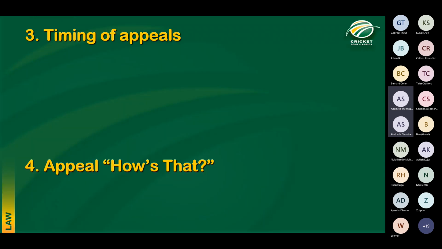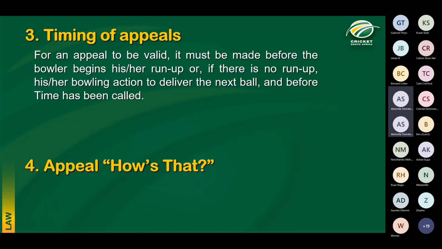Appeals. When it comes to the timing of an appeal, usually 9 out of 10 times when there's an appeal, it is a split second after the incident happened. Let's say it hits the pad. Usually an appeal happens a split second or a second after. If there's a caught behind shout, it usually happens quickly after the ball, let's say, passes the bat into the keeper's hand. It's usually fairly quick when the appeal happens.